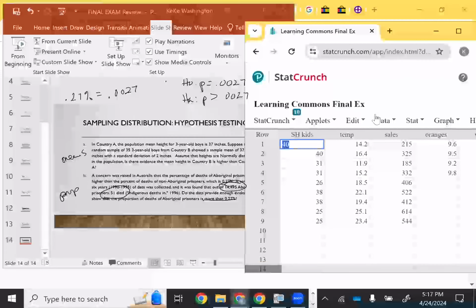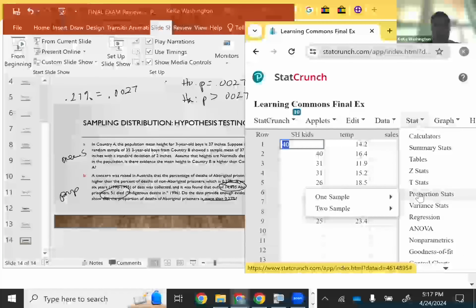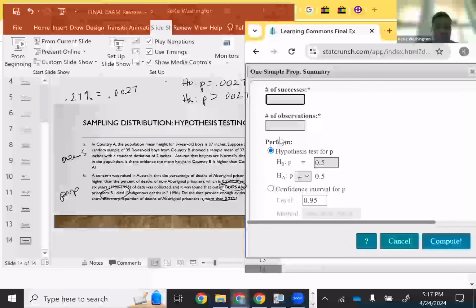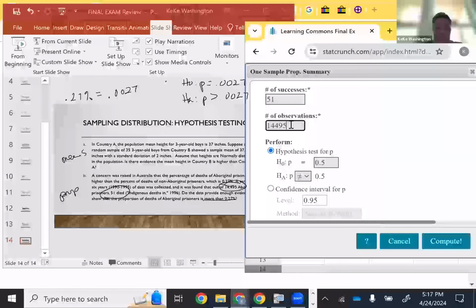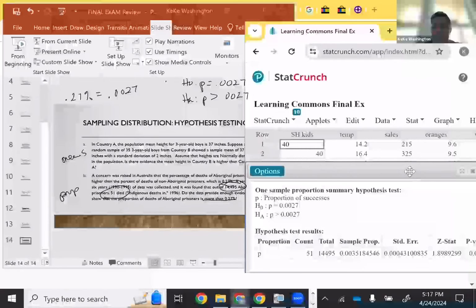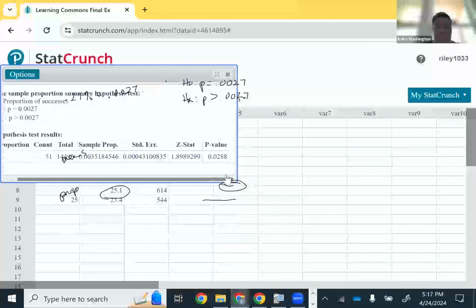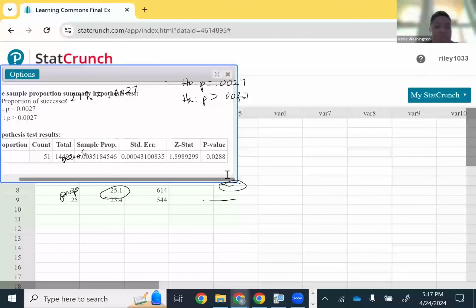Okay. All right, so since this is a proportions question, we're going back to proportion stats. One sample with summary. Right, enter in the 51 successes out of our sample size. We want a hypothesis test. And we enter in our hypotheses. We want greater than, compute. All right, so our p-value is at 0.03.